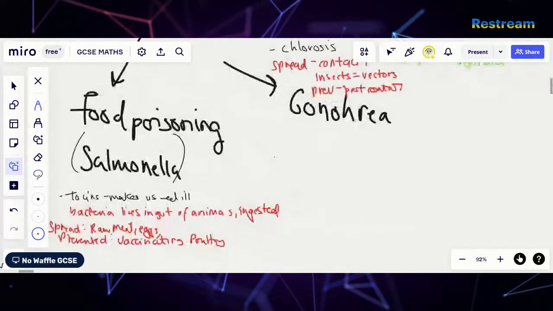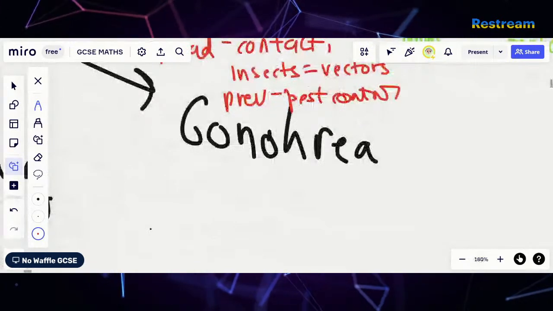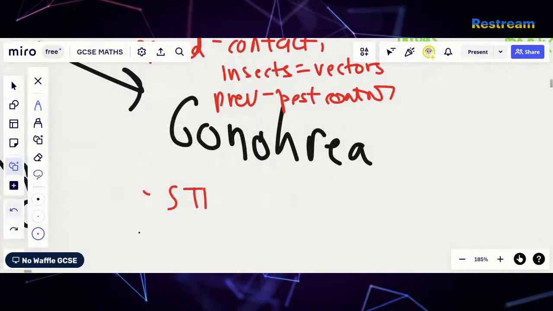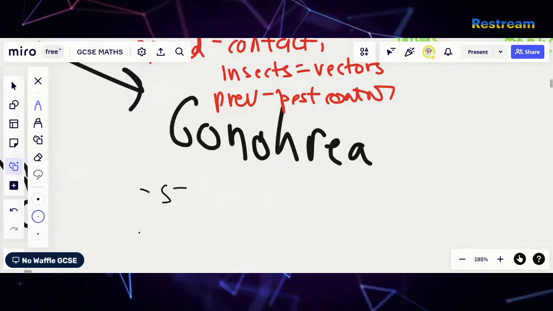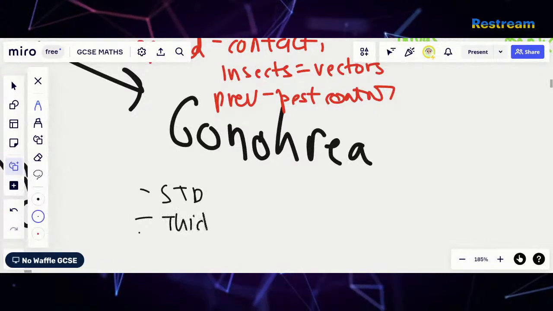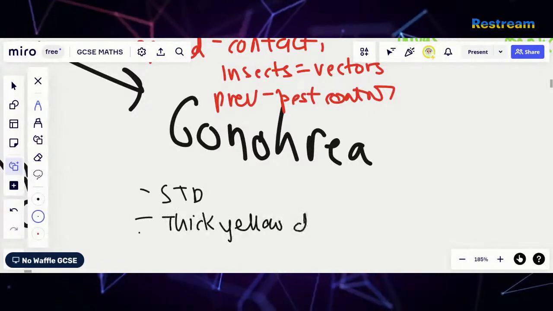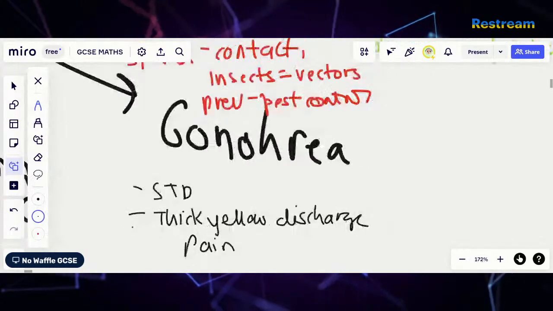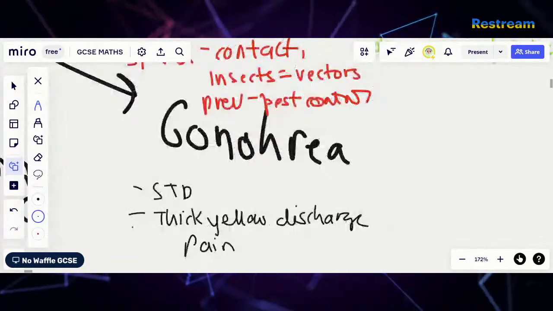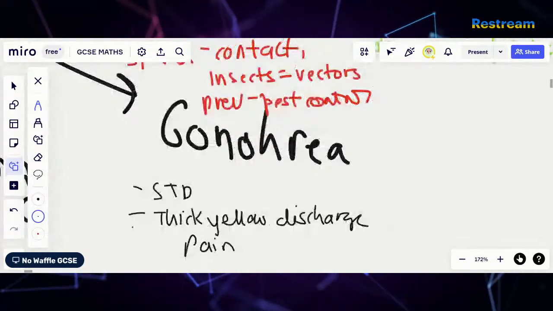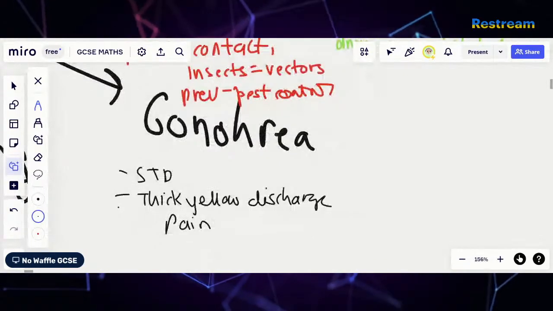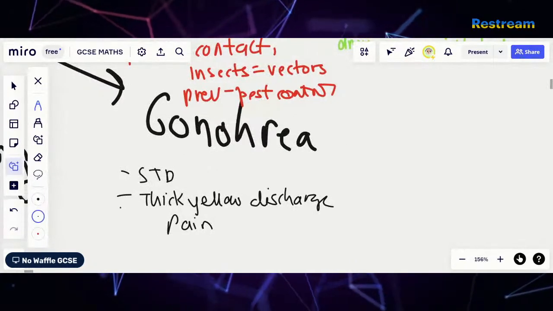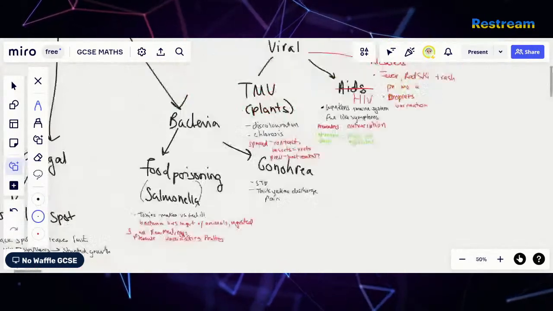And then gonorrhea is another STD. It causes very thick and yellow discharge and possible pain as well when urinating. It's a sexually transmitted disease and spreads through unprotected sexual contact, and it's prevented by using contraception. Okay, so that's bacteria looked at.